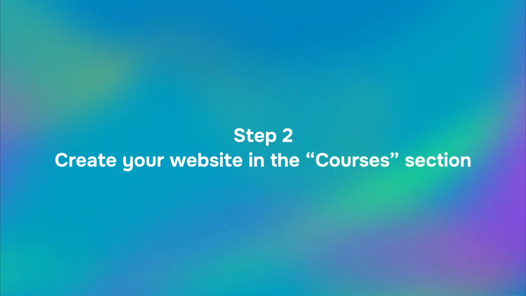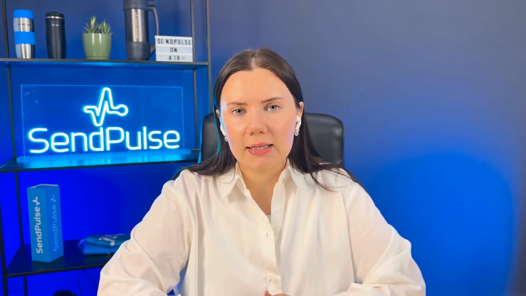Step 2. Create your website in the Courses section. By default, your Academy website includes one page. However, you can easily add more pages at any time. Let's say to showcase instructors or different learning paths. What's more, you can create dedicated pages for any course within your academy.